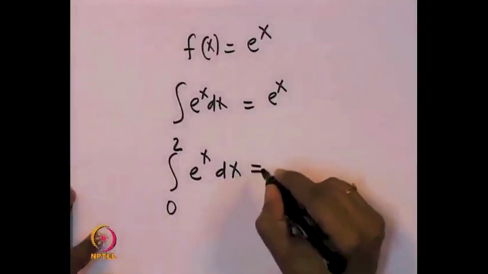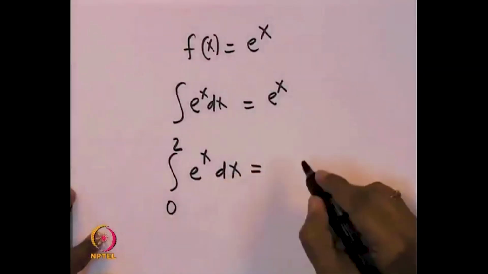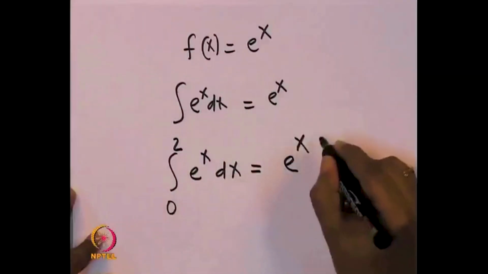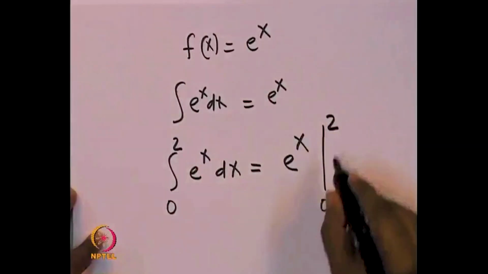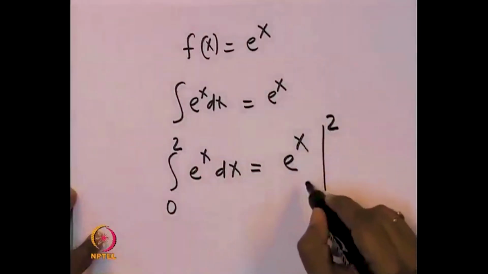Now, what is this? We said that this integral with limits 0 to 2 of e power x is e power x evaluated from 0 to 2. So, this is the answer. Now, how do we apply the limit? What does this mean?